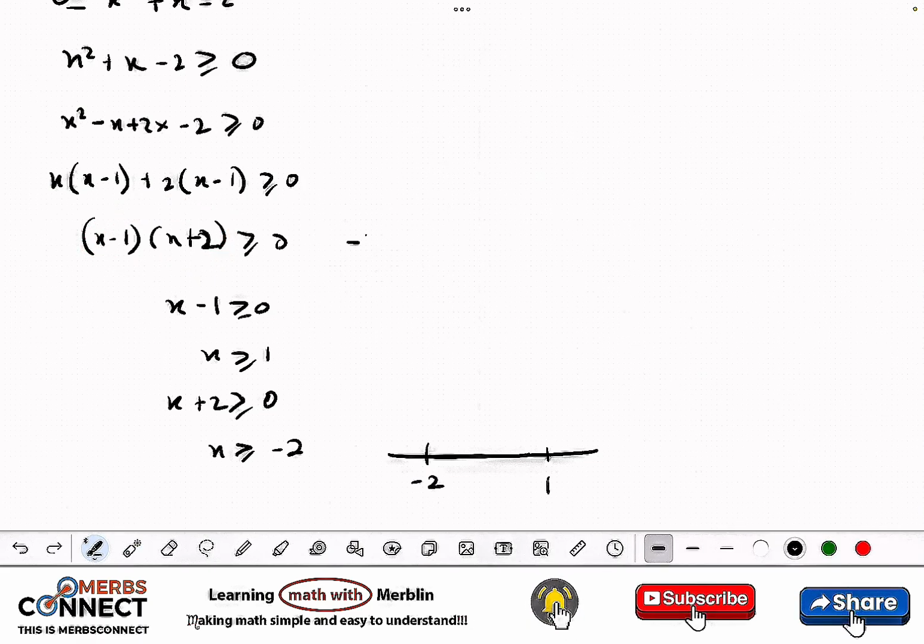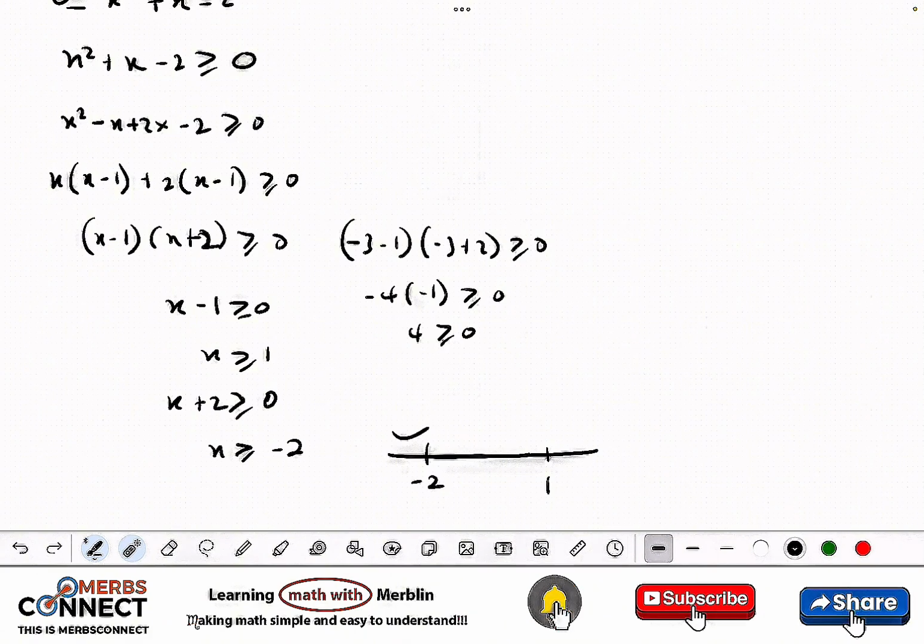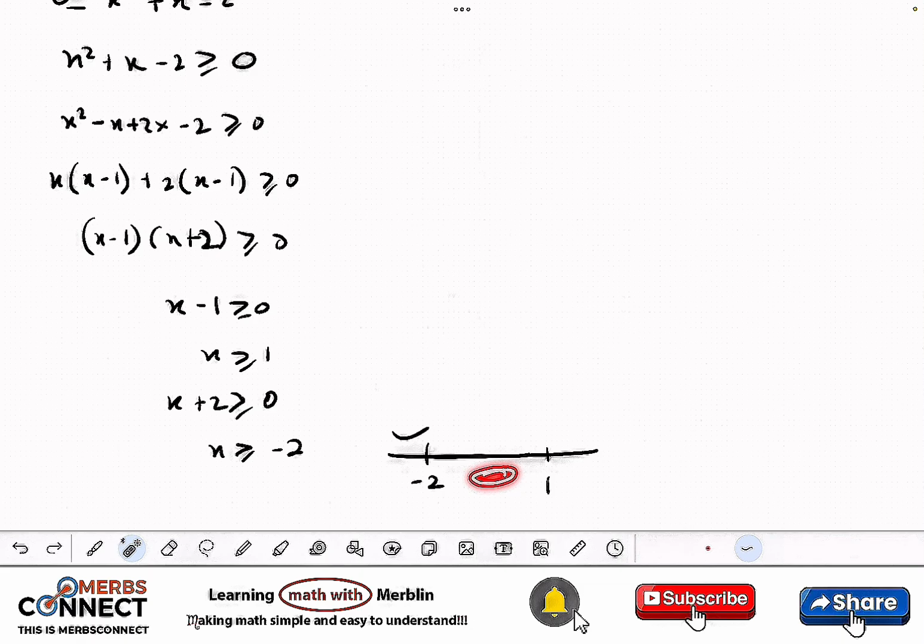So -3 minus 1, -3 plus 2 greater than or equal to 0. So I'm going to have -4 times -1 greater than or equal to 0. When I multiply, I'm going to have 4. Is 4 greater than or equal to 0? Yes, it is true. Then I pick any number in between this. Can I have 0 here? Yes. So when I plug in 0, I'll have -1 times 2, which will be -2. -2 is never greater than 0. So this is not going to work.